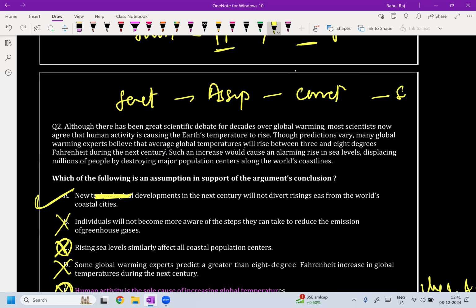So I'm reading now. See here. Many global warming experts believe that average global temperature will rise between 3 to 8 degrees Fahrenheit during the next century.